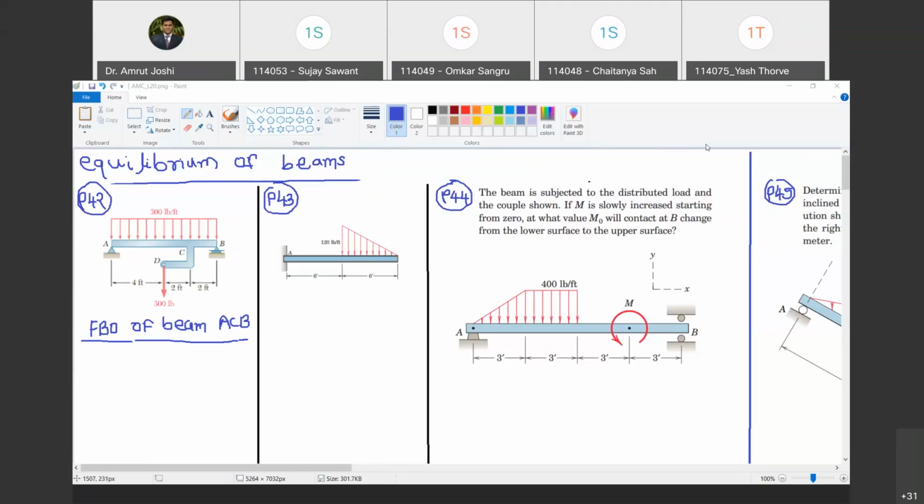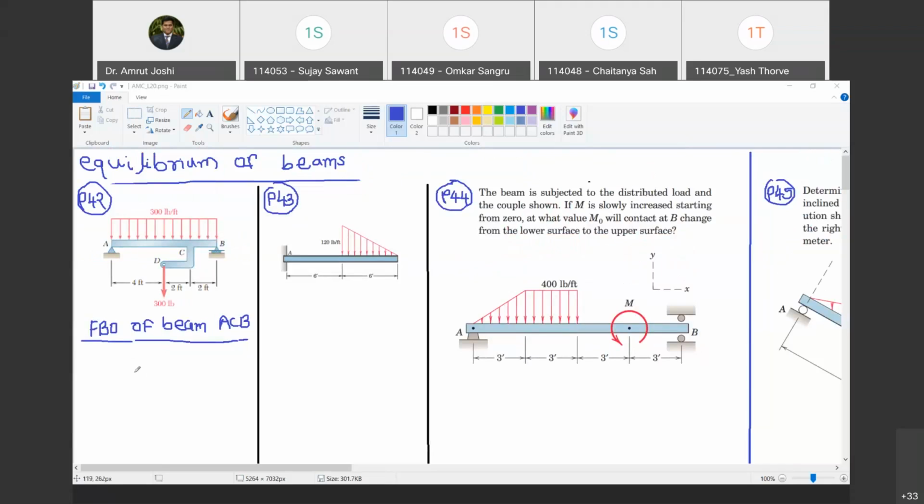Omkar Sangrulkar, I have sent you the request to unmute, so accept it and unmute. Yes, sir. So at A you have two reactions and at B you have one reaction. Do you agree with me? Yes, sir. Okay, so let us draw the free body diagram of beam ACB.